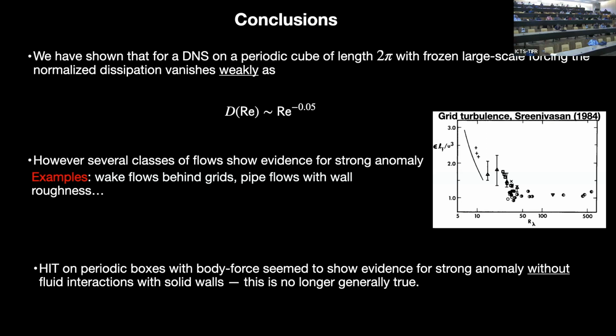I don't know. I'm not claiming that the anomaly will survive or not in a different forcing scheme. I'm giving you one class of flows, DNS, where the anomaly is weakly violated. One needs to do this as a community.